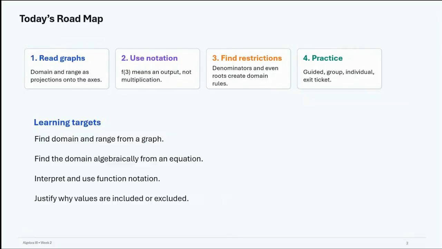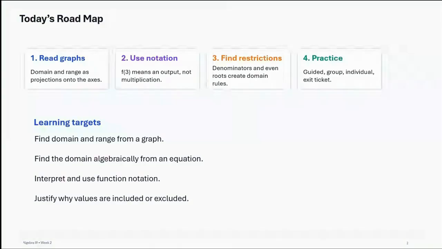All right. Okay, today's roadmap. Here's what we're doing. We're going to talk about reading graphs and look at domain and range on a graph. We're going to use function notation, like f of 3 means an output, not multiplication. We're going to talk about finding restrictions on different equations: denominators, square roots, cube roots, fourth roots, then create domain restrictions. And then we're going to have some practice.